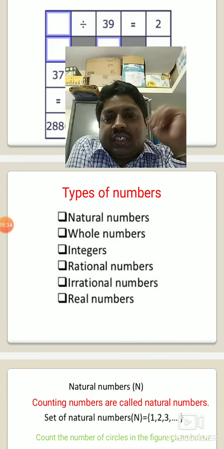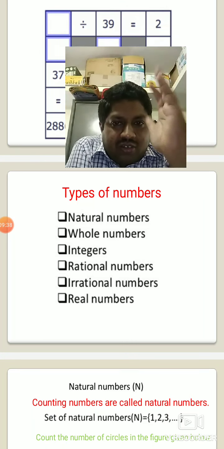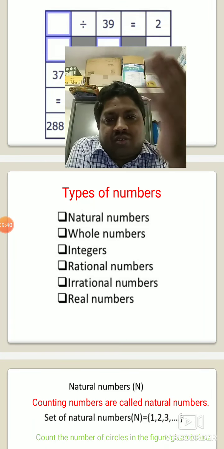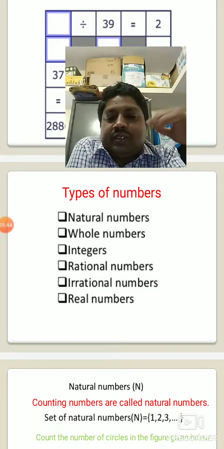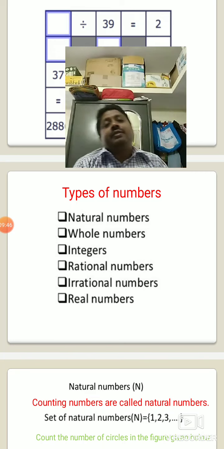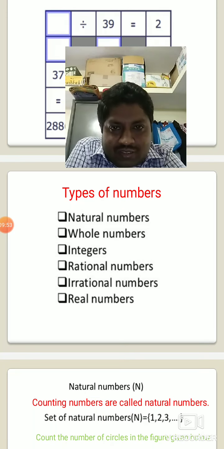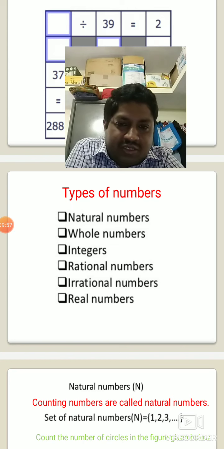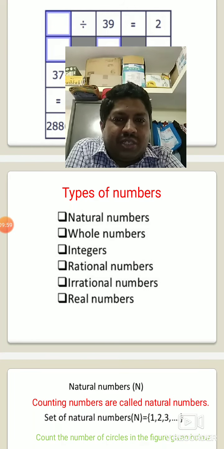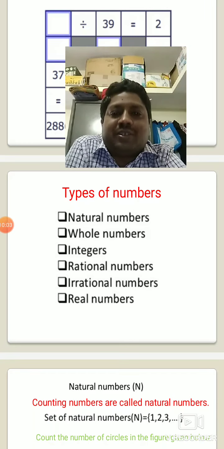Irrational numbers: what are irrational numbers? Non-repeating, non-terminating decimals are called irrational numbers. Example: root 2, root 3, etc. Real numbers means a clubbing of all these numbers. The clubbing of all these numbers is called real numbers. Got it, children? Do not worry about those things, you have already learned them, but you should know, because for 10th standard, every number becomes a real number.